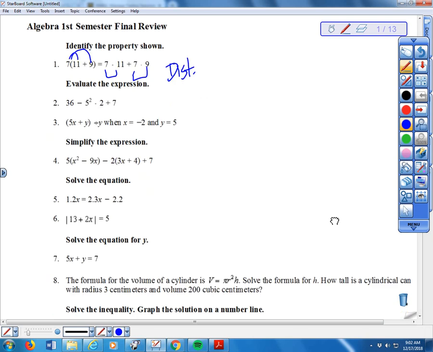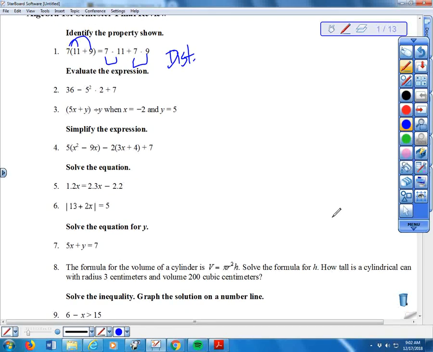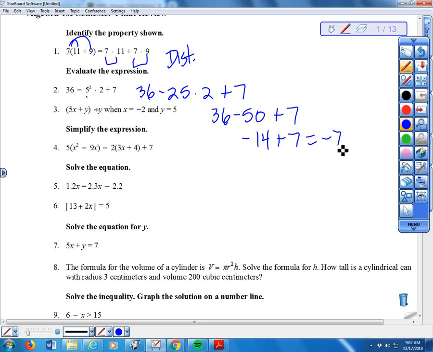Evaluate the expression. So this is where order of operations comes in. You have to do the order of operations first. So that means exponents first, because there's no parentheses. So I could rewrite this as 36 minus 25 times 2 plus 7. Multiplication next. So 36 minus 50 plus 7. And once I've got it down to plus or minus, I just go left to right. 36 minus 50 is negative 14, plus 7 is negative 7.